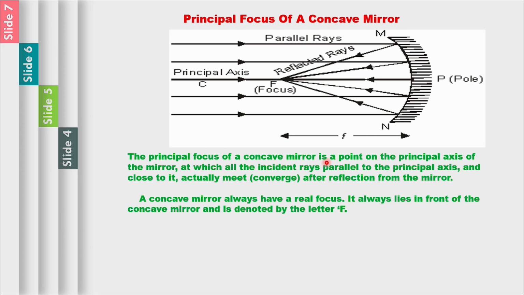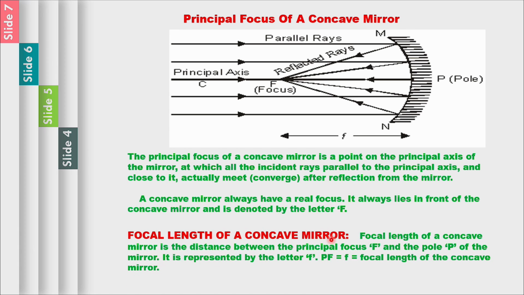The principal focus of a concave mirror is a point on the principal axis, at which all incident rays parallel to the principal axis and close to it meet at a point F, converging after reflection from the mirror. The concave mirror always has a real focus. That means it is formed at a point F. It always lies in front of the concave mirror and it is denoted by the letter F.